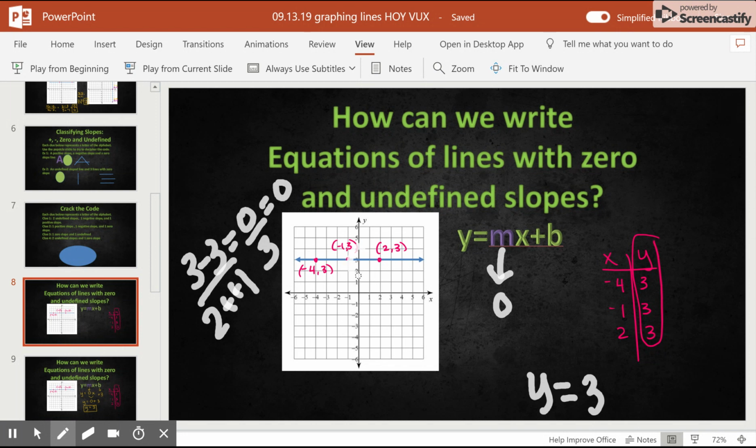My y-intercept is right there at +3. And if I have 0 times x, and I simplify that, any number times 0 is just 0. So y is always equal to 3 if you have a horizontal line.